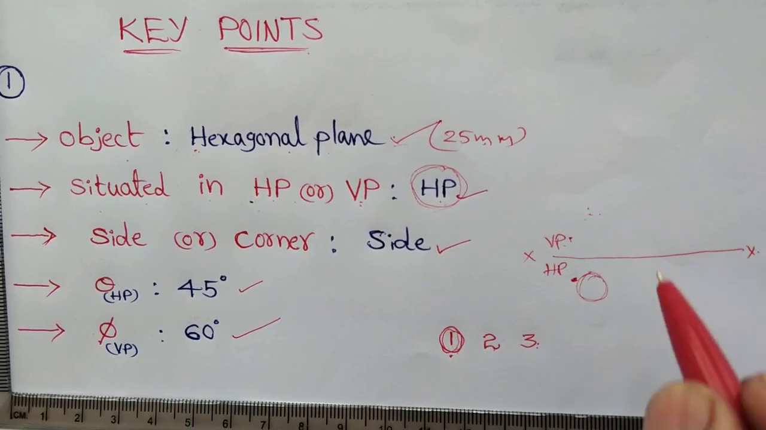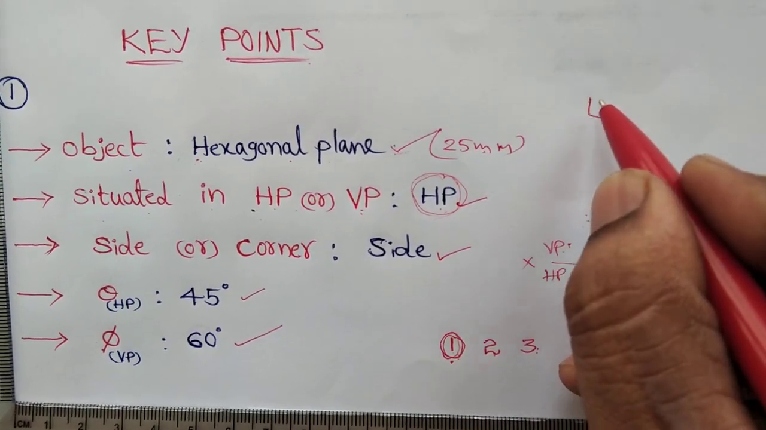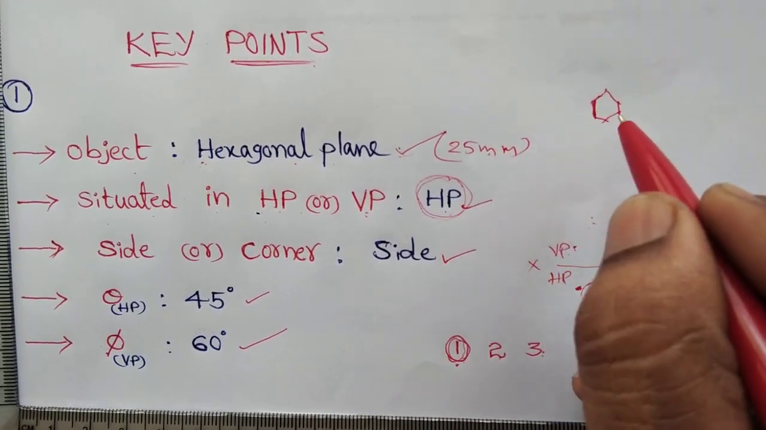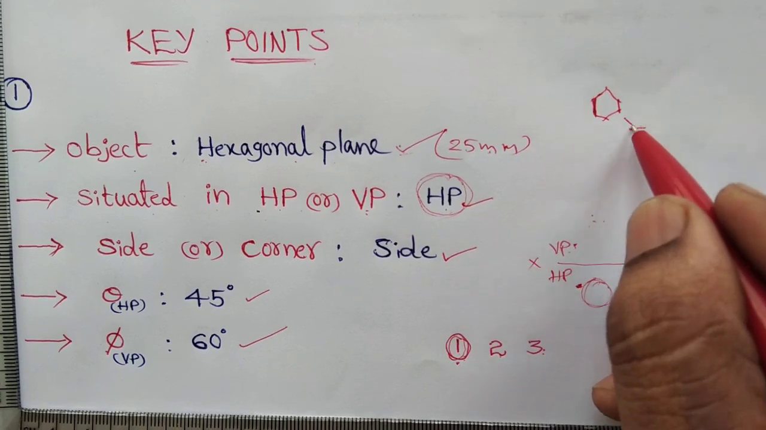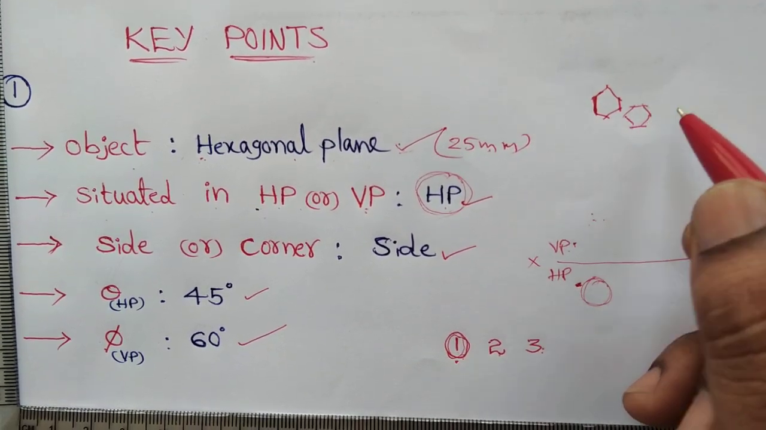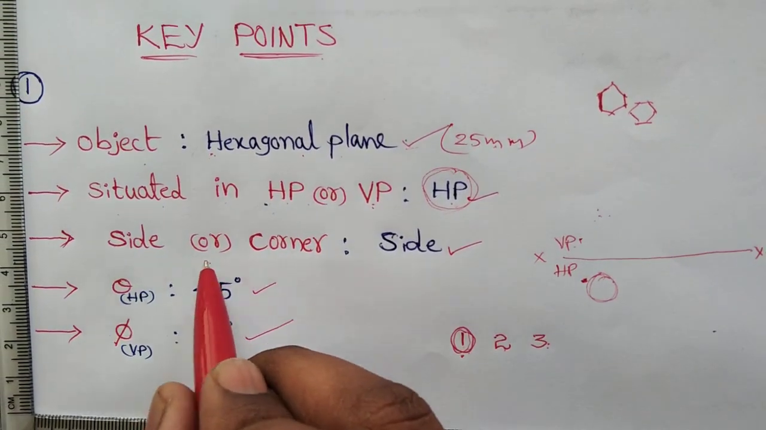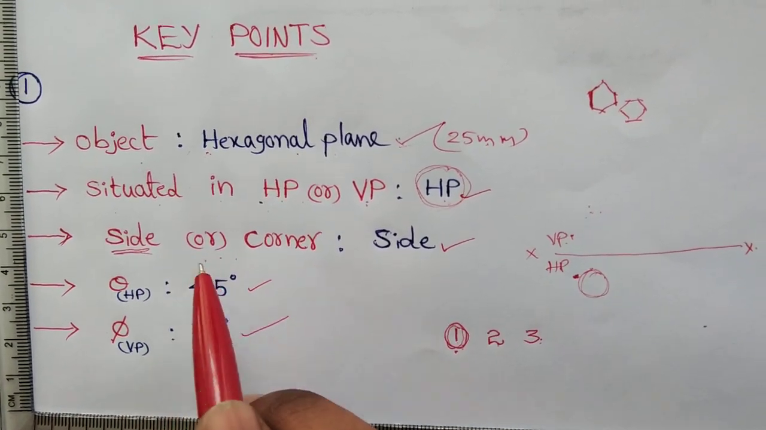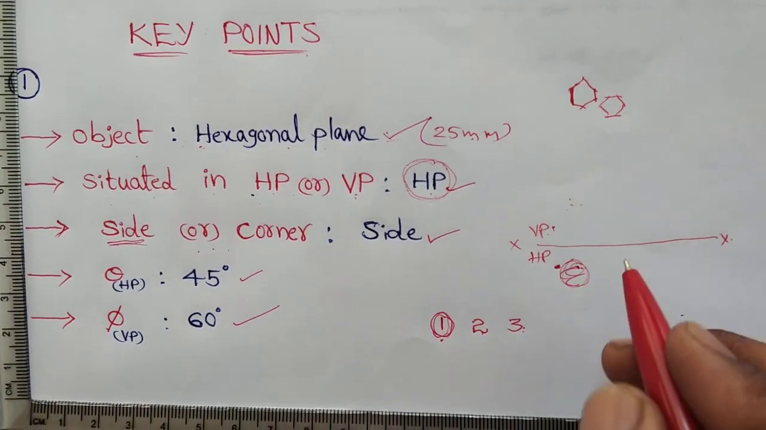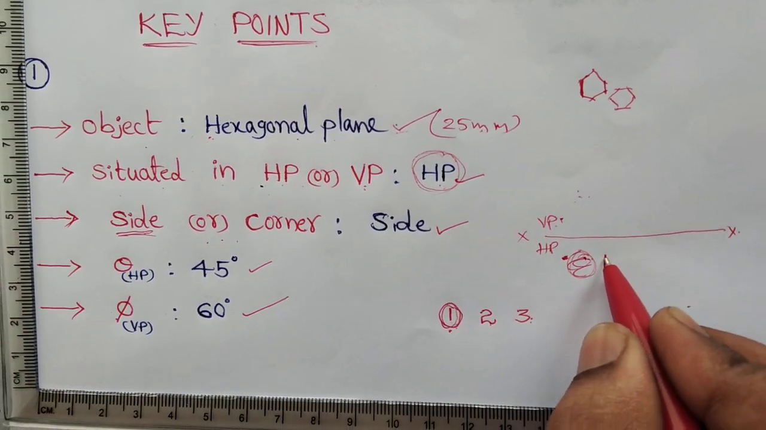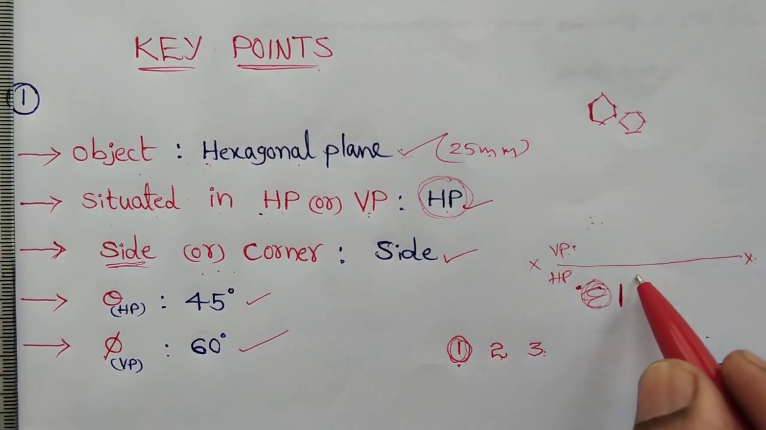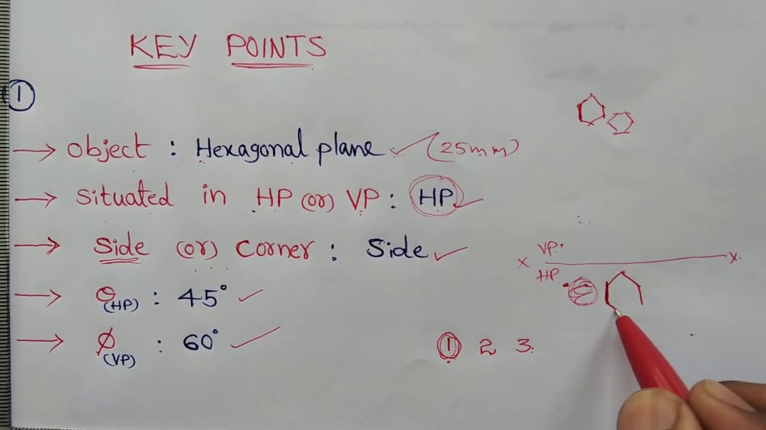Similarly, coming to the hexagon, we may construct it in 2 ways: keeping one edge perpendicular to the reference line or keeping one edge parallel to the reference line. How can we decide this? It depends on this condition: the side is in the horizontal plane. So we should keep that side on the left side in the simple position. So in the first stage we should keep that side on the left side in the simple position. Then with respect to this line we can complete the hexagon.